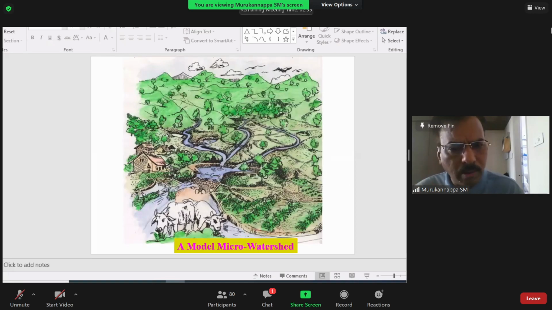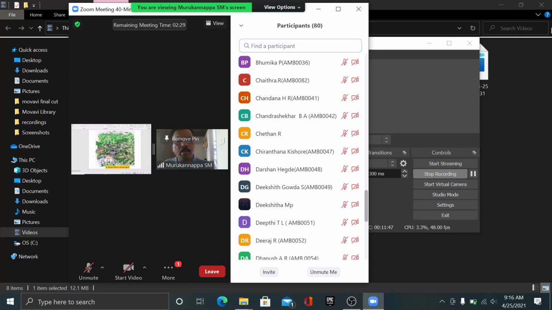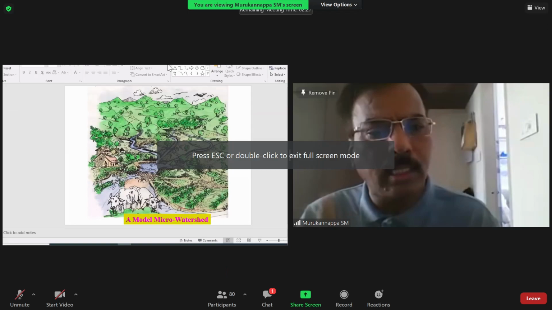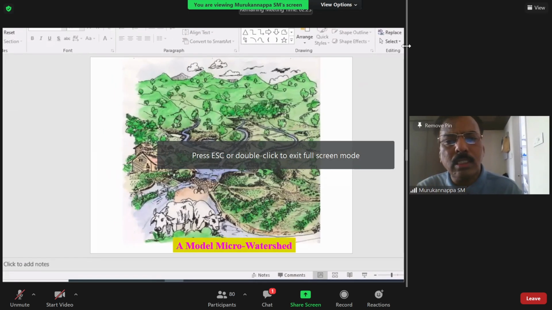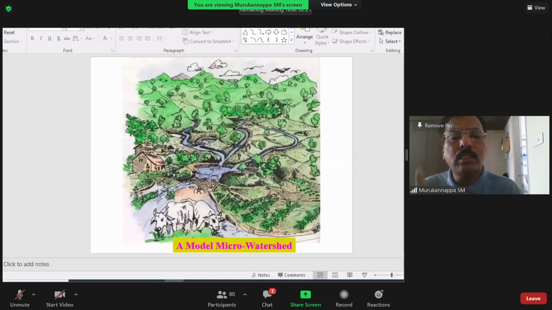So in that way, the conservation measures adopted for arable land are different, the conservation practices adopted for non-arable land are different, and the practices for checking the flow of water in the drainage line or the gullies are different. Is this clear?